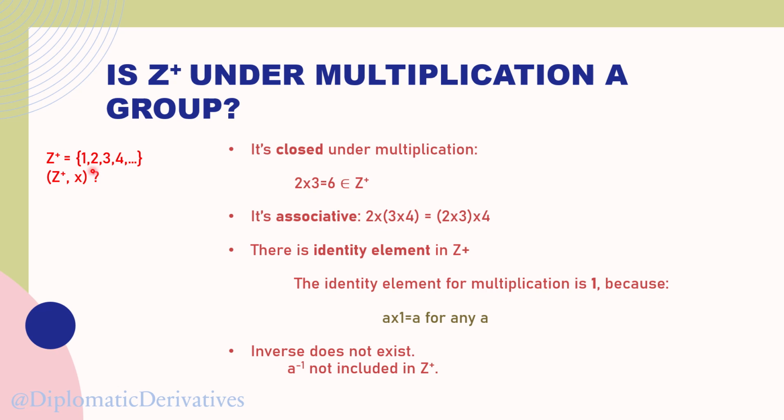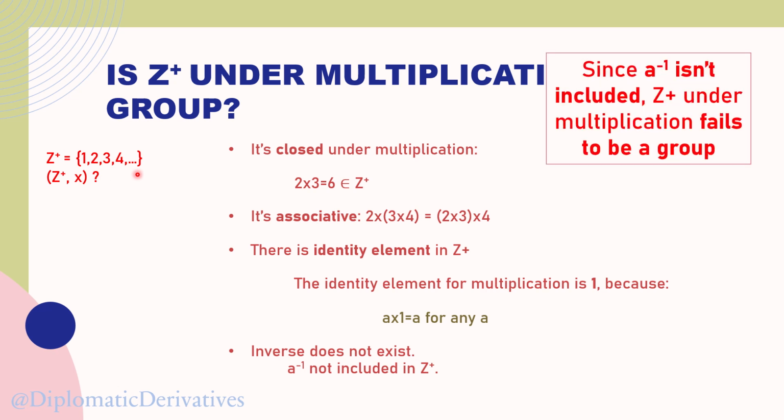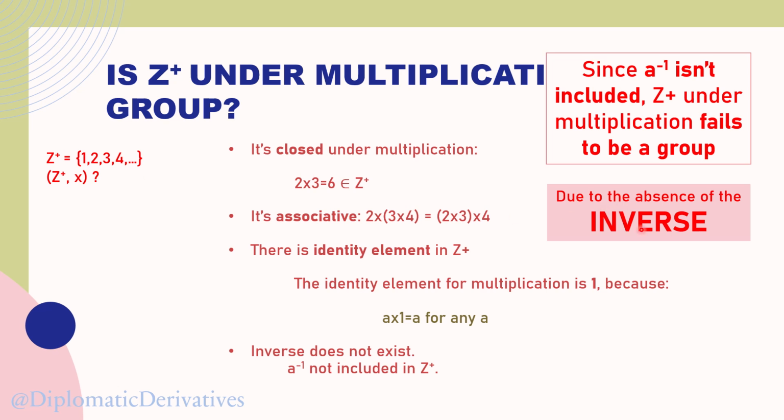Now 1 by 2 is not part of the set because the set is only 1, 2, 3, 4, and so on. Only positive integers, right? 1 by 2 is not part of the set of positive integers. The inverses of all these elements are not part of the set. Therefore, the inverse does not exist. Okay, since a inverse isn't included, Z+ under multiplication fails to be a group. Reason? Due to the absence of the inverse.